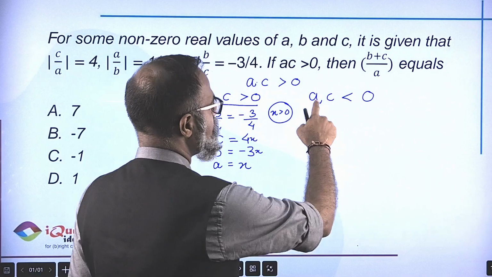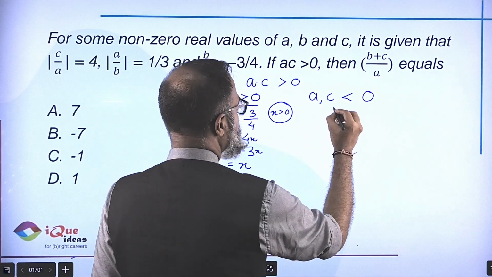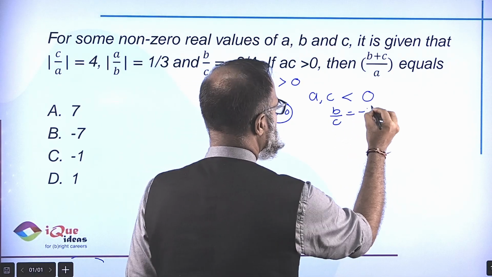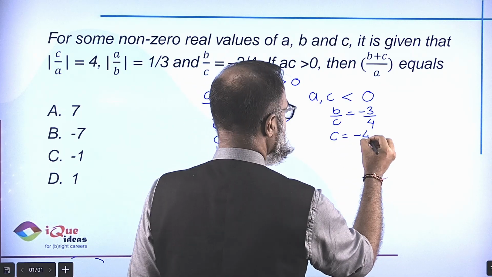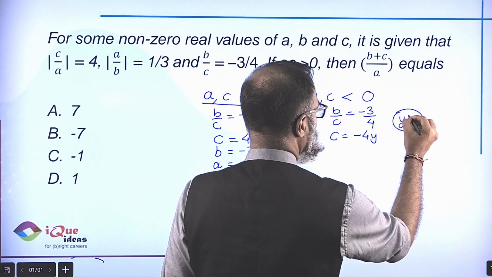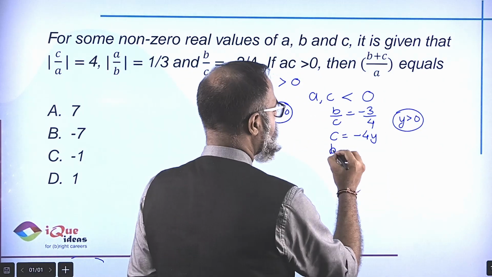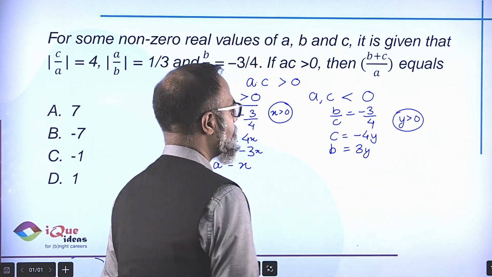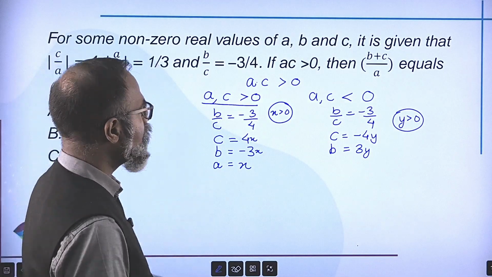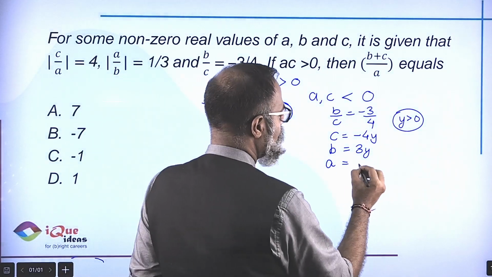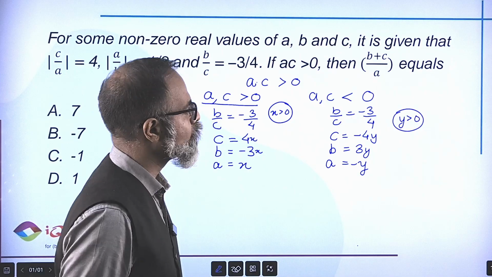On the other hand, if I assume a and c, both of them to be less than 0, right? That means when b upon c is equal to minus 3 upon 4, then the value of c becomes minus 4y, where I assume y to be a positive integer. So if c is minus 4y, then the value of b will be equal to 3y. And if b is 3y, then mod a by b is 1 by 3. So the value of a is equal to y. And as a is less than 0, it can be taken as minus y.